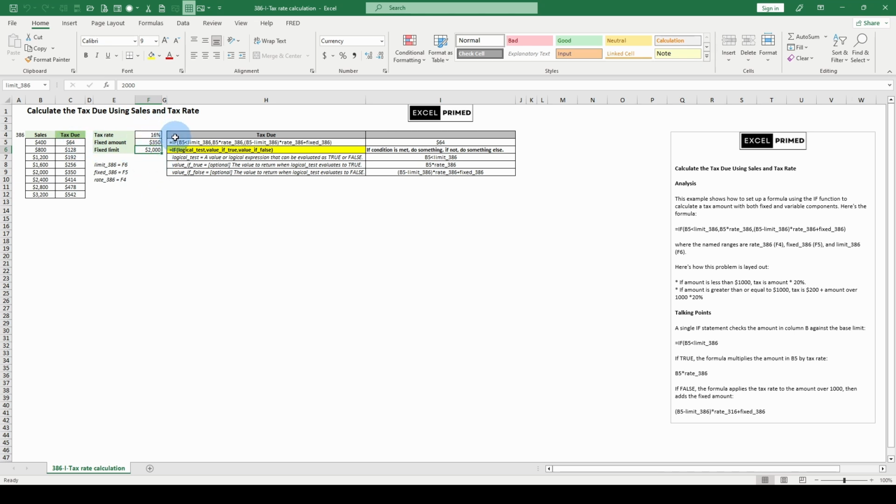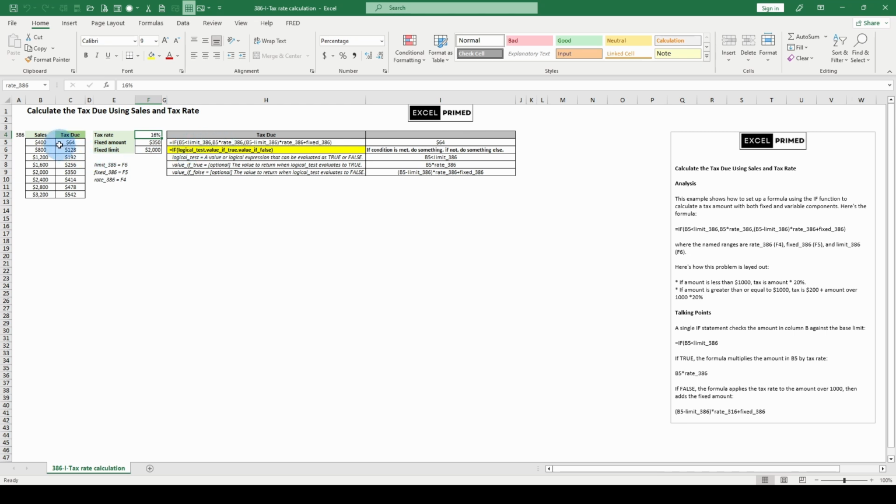We have named ranges. We have a limit 386, F6. We have fixed 386, which is going to be F5, and then rate should be tax rate 16%. If B5 here is less than limit 386, which is $2,000, then do something.